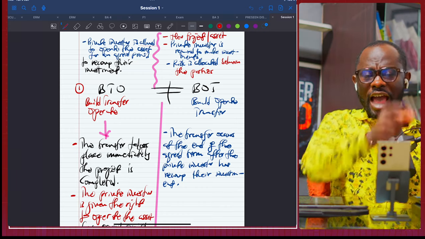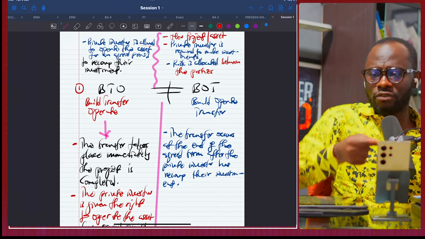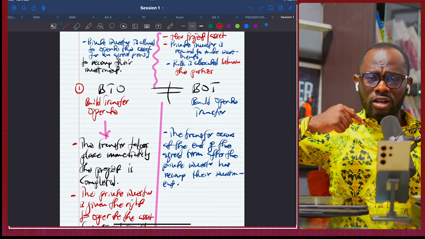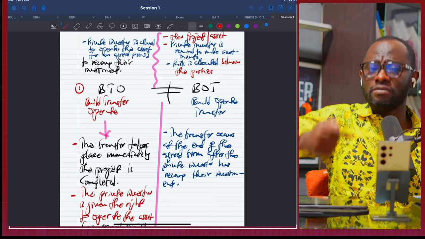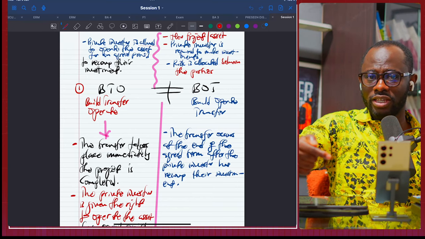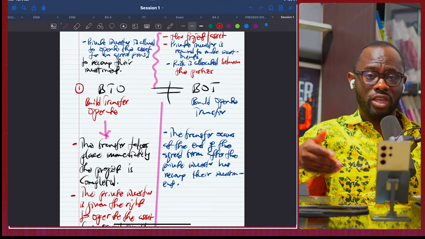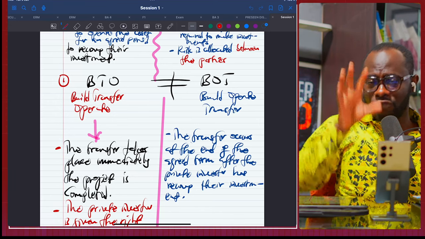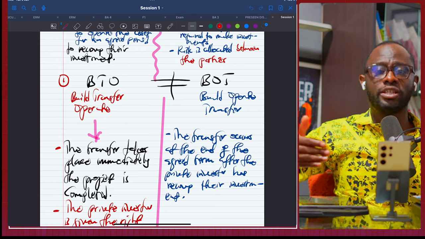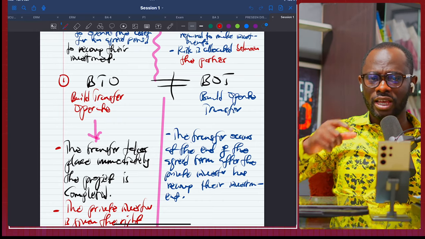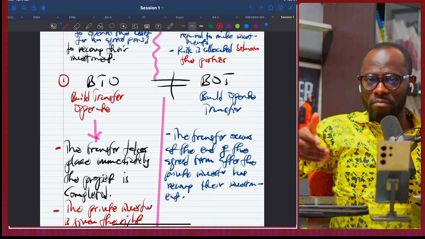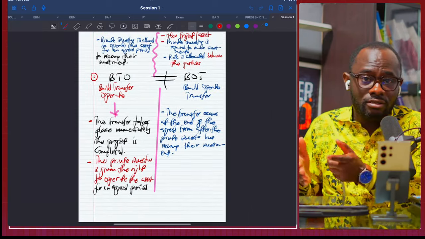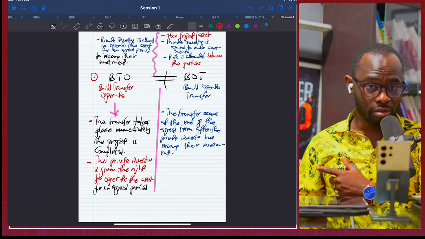But the distinction here is that under build, transfer, and operate, the transfer in ownership occurs immediately the asset is ready. Then the contracting entity or the government gives the right to the private investor to operate the asset for an agreed number of years to recoup their investment. But under build, operate, and transfer, after building, the private investor operates the asset for a number of years to recover their investment. At the end of the agreed term, the residual asset is then transferred to the contracting entity. So that is the distinction between BTO and BOT.